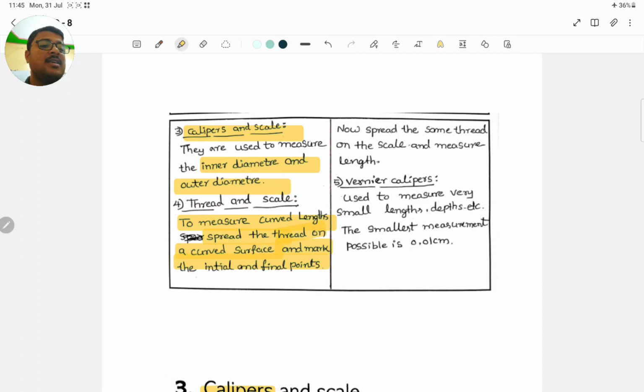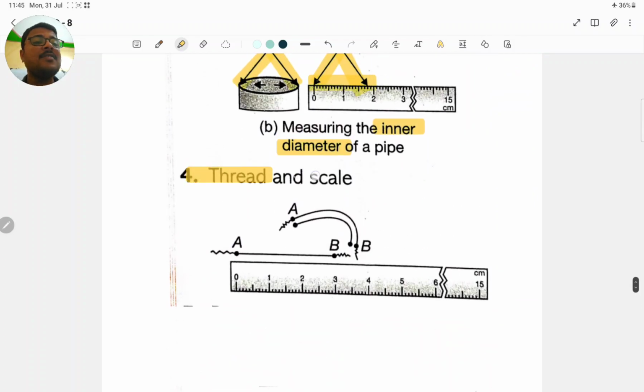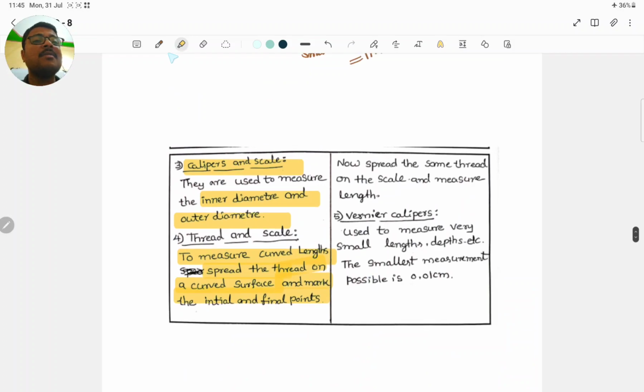See here, this is the thread and scale. Next one, vernier calipers. What is the use of vernier calipers? By using this instrument, we can measure small lengths or depths.